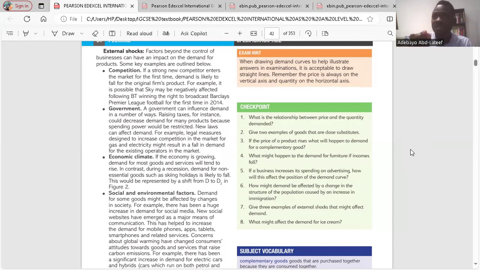Increasing competition might reduce the demand for your product, shifting the demand for your product leftward. Do you get it? Less market. So the demand curve will shift leftward as a result of that.